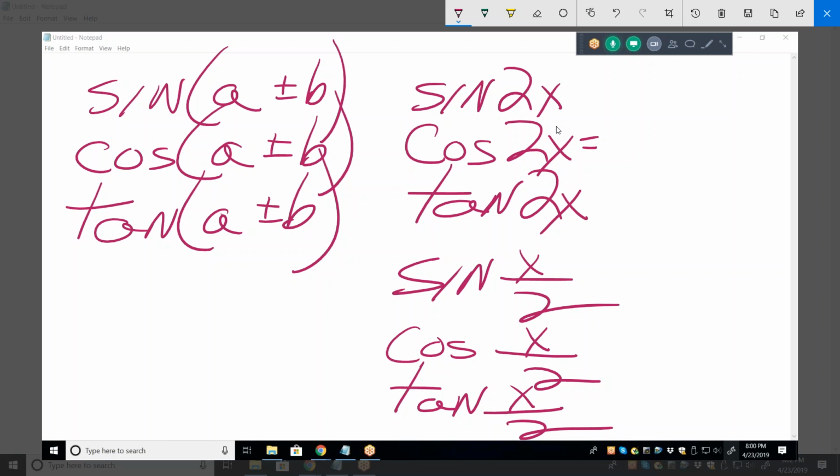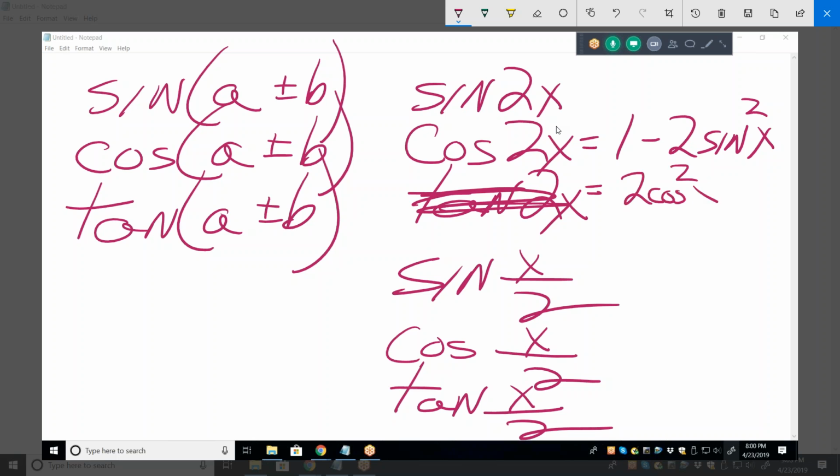Cosine of 2x is equal to 1 minus 2 sine squared of x. It's also equal to 2 cosine squared x minus 1. Okay? So from that, you can solve for sine squared of x. You don't need to memorize it. Just solve it algebraically. It's going to be the square root of 1 minus cosine 2x over 2.